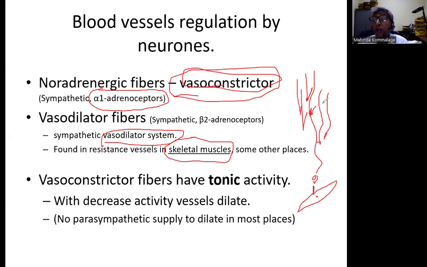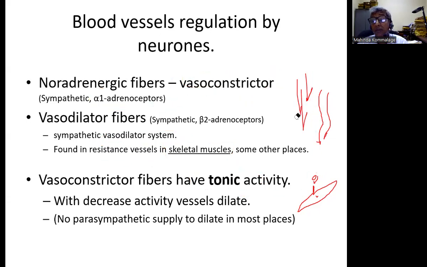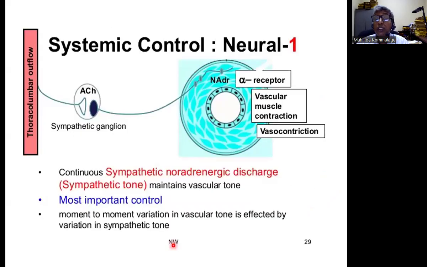If the nerve supply through this sympathetic vasoconstrictor system increases, vasoconstriction will occur, and blood vessels will constrict. If the rate, the number of impulses coming through this system, reduces, the opposite will occur and vasodilatation will occur. That is why we have tonic control on the blood vessels, right? So remember that, that is important. We have tonic control in the vasoconstrictor system in the blood vessels. Right, so this is a summary.